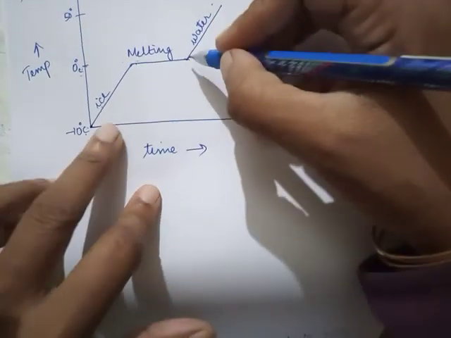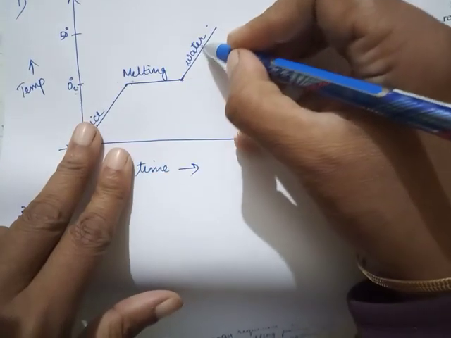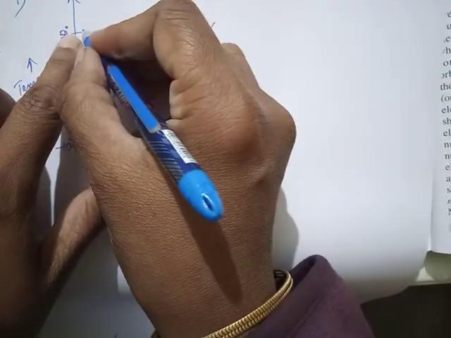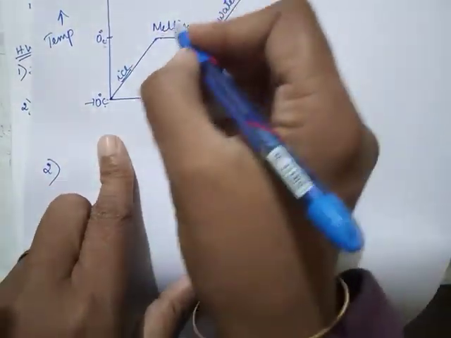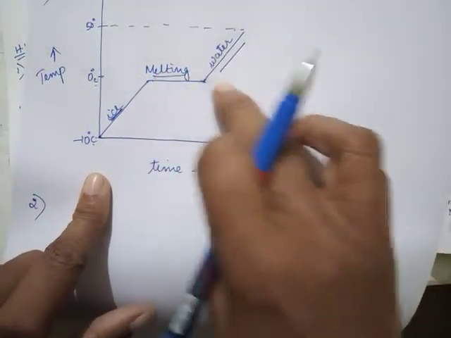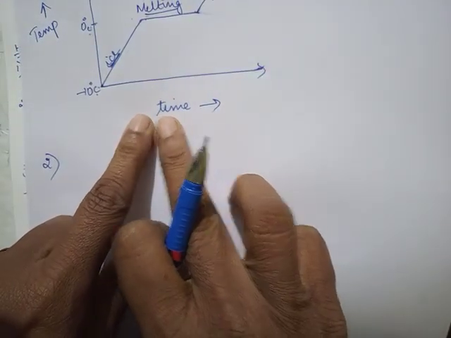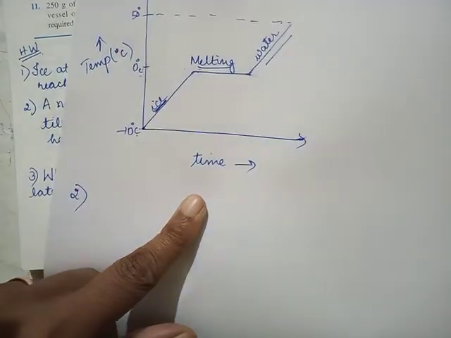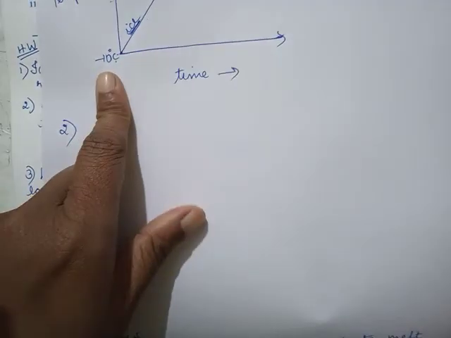Then once the entire thing has melted, again temperature will start rising, and they have told you to mark till 50 degrees Celsius, water at 50. So this should be your final point. Many of you had not written this on the graph: ice, melting, and water. You have to write the state. And these 3 temperatures, and then in the x-axis you will write time, in the y-axis you will write temperature in degree Celsius. And for time, you need not write the numbers, you just leave it like that.